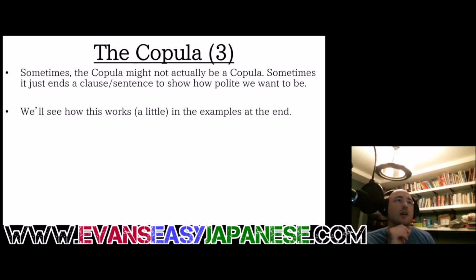All right. However, not always does the copula be a copula. Sometimes it just marks politeness. And we're going to get into politeness levels and distal stuff like that. But just be aware, sometimes it's not actually doing the function of linking two things together. Sometimes it's just saying, boom, I'm being polite to you. Almost knocked over my water bottle. We'll see how this works a little bit in the examples at the end.